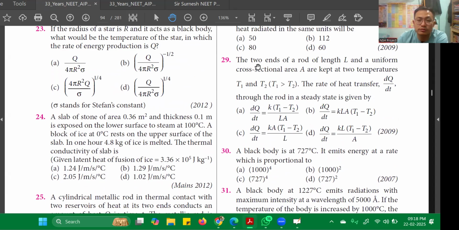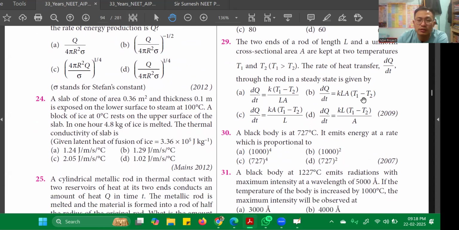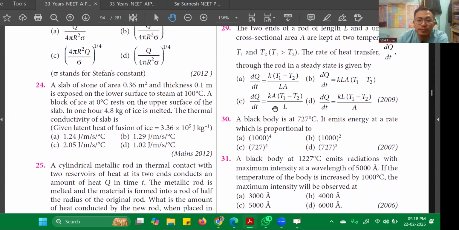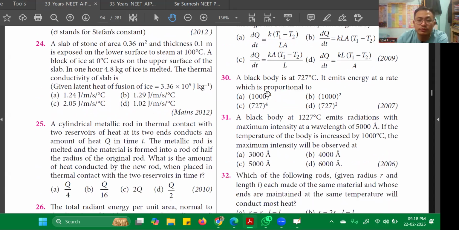Question number 29. The two ends of a rod of length L and a uniform cross-sectional area A are kept at two temperatures, this. The rate of heat transfer is option number C. It's so simple. Option number C.